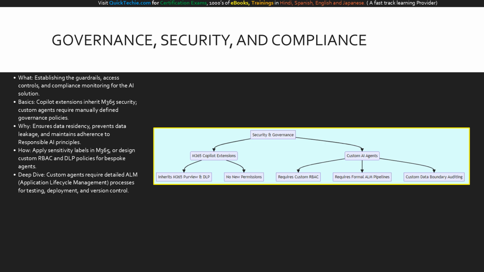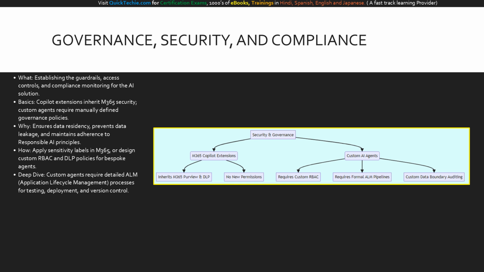This diagram contrasts the governance burden between the two strategies. From the top security and governance node, we split into our two paths. Following the path to M365 Copilot extensions on the left, we see a streamlined governance model. The extension inherently relies on M365 Purview and DLP, and crucially, it requires no new permissions to operate. If a user can't see a file, the agent can't either.